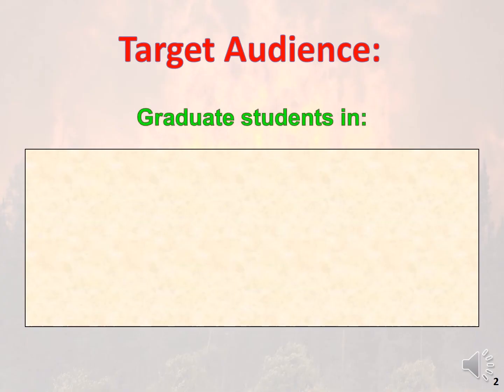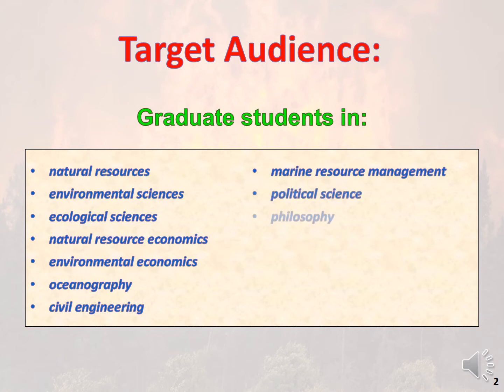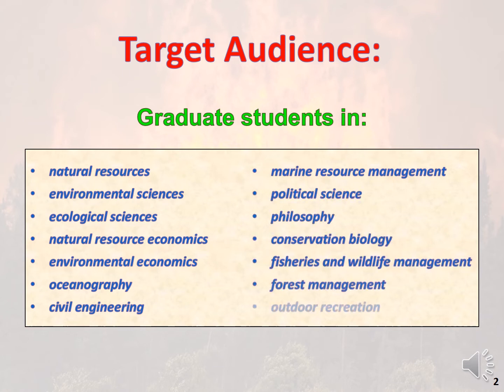The target audience for FW 620 is really focused on graduate students, and typically graduate students in fields such as natural resources, environmental sciences, civil engineering, political science, philosophy, and so on. It's generally a pretty broad array of students, and they tend to come from science backgrounds, but not always.